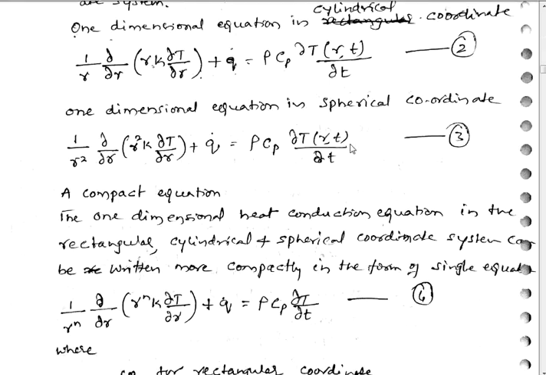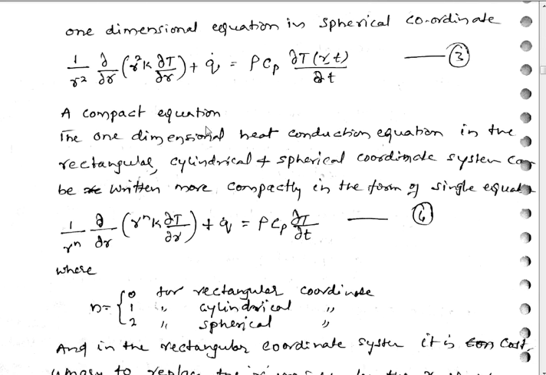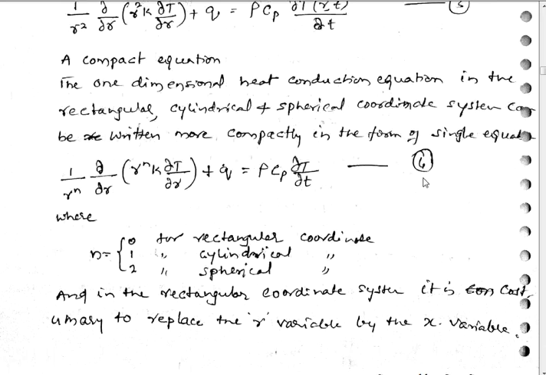And the one-dimensional equation in spherical coordinates is 1 by r squared ∂/∂r of (r squared K ∂T/∂r) plus q dot is equal to rho Cp ∂T/∂t, at T of r, t. Then the compact equation for all three coordinates, that is rectangular, cylindrical and spherical coordinates, one common equation that we can write for the one-dimensional heat conduction.